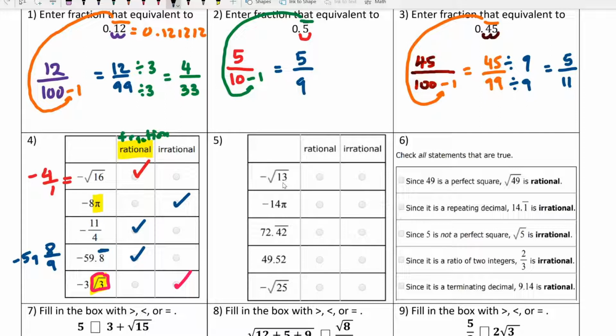Alright, square root of 13. There's no number that multiplied by itself gives you 13, so it's irrational. And we talked about this before: if you see pi, it's irrational.